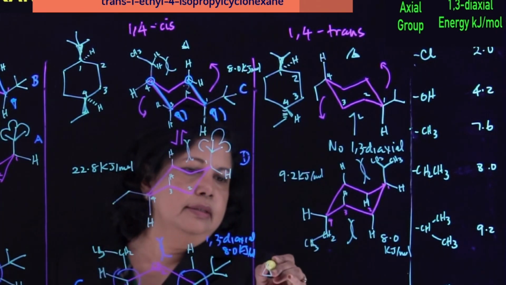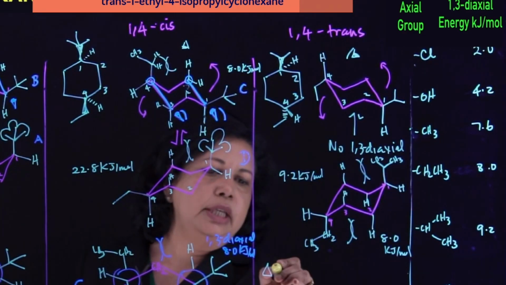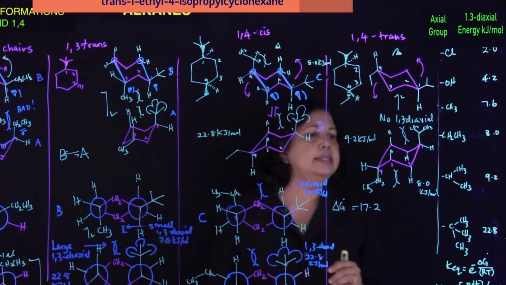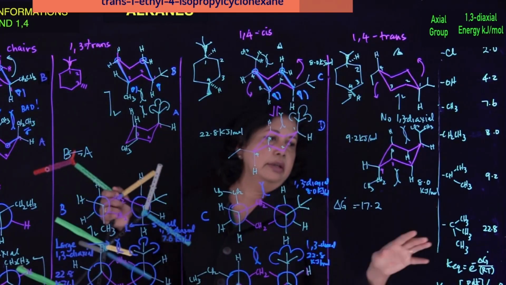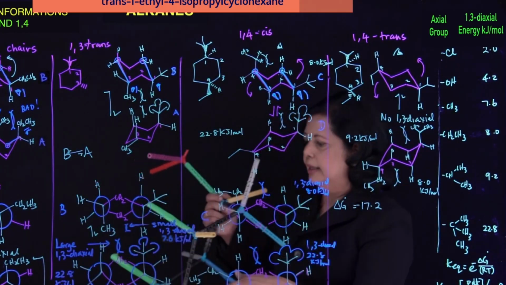So delta, when you say the difference, you would put for this delta G, you would put 17.2 minus, so minus, and you can use that to get your difference. Let's look at your Newmans here.